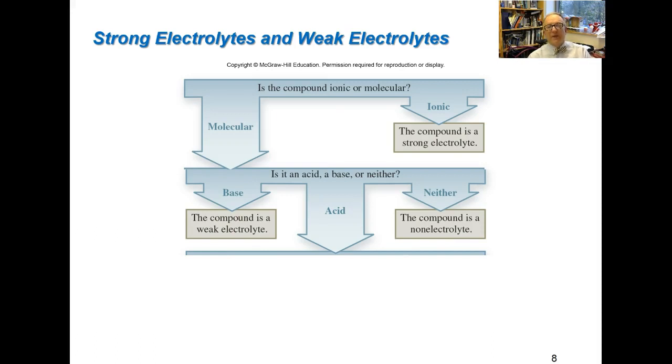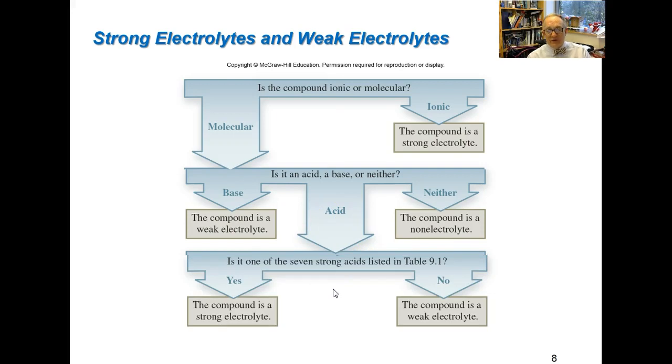And if it's an acid, then you've got a question to ask yourself. Is it one of the 7 strong acids? If yes, then it's a strong electrolyte. If the answer is no, then it's a weak electrolyte.